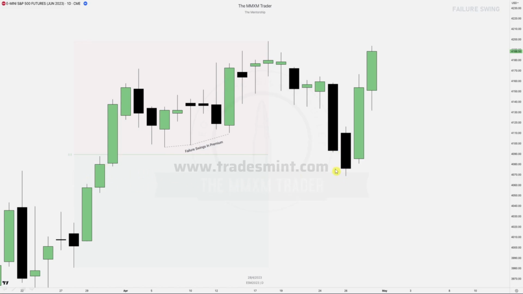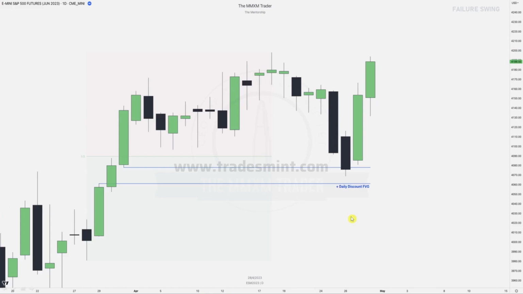Back into discount over here, which we can see that daily discount fair value gap, which was the draw on liquidity after we draw into bearish order flow. So low resistance liquidity up here has been liquidated and we hit that discount fair value gap in discount, right?